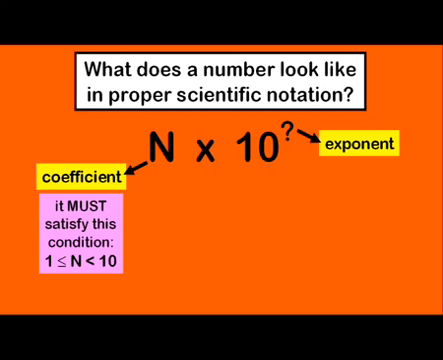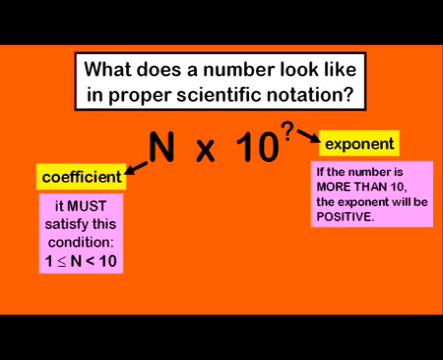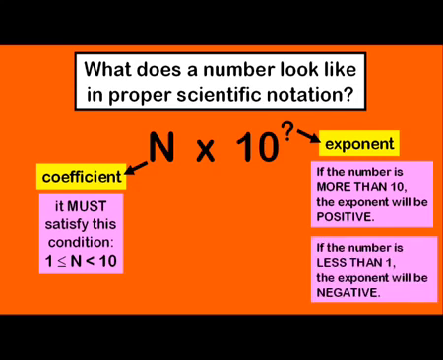As far as the exponent, it generally tends to be positive or negative. Now the exponent could be 0, but 10 to the 0 is equal to 1, and that's not a very interesting example. So let's decide whether or not the exponent is going to be positive or negative. If your number is large, say more than 10, then the exponent will be positive. If the number is small, say less than 1, then the exponent will be negative.